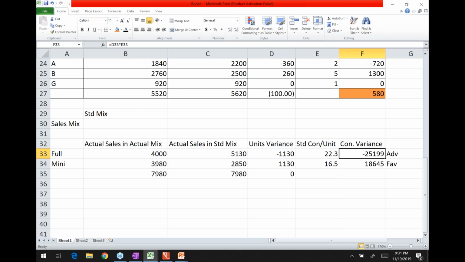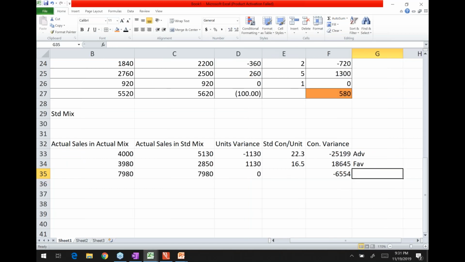So when the answer is negative, mathematically this is adverse. When it is positive, it's favorable. So let's work out the answer. So it's negative, which is adverse. Okay, so I hope this is clear to all of you.